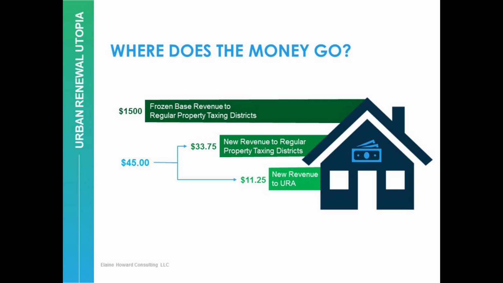Again, each property has a line item representing urban renewal on their property tax bill, but the source of the money contained in that line item is still new tax revenue that otherwise would have been collected by the regular taxing districts.